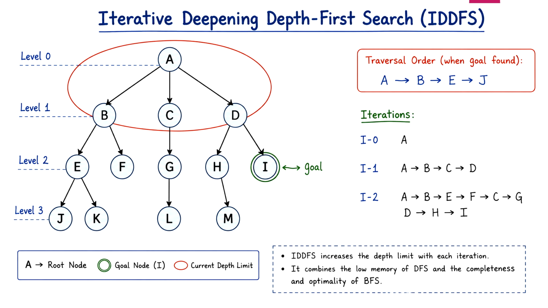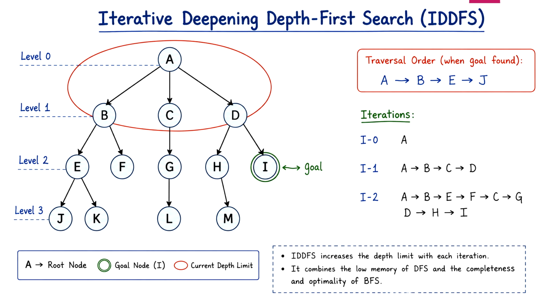Let us understand the working of the algorithm. Assume A is the root node and the goal node is somewhere deeper inside the tree, that is I. Instead of immediately searching deep branches, IDDFS proceeds gradually. First, we fix level 0, that means the depth limit is 0, that is iteration 0.